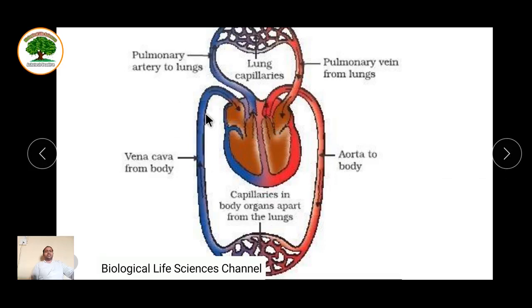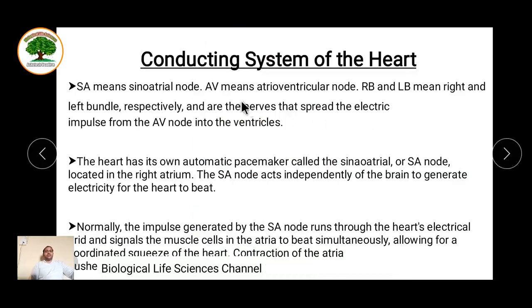This is the diagram of double circulation. You can see here, deoxygenated blood goes from the heart to the lungs, and then it is oxygenated here and comes back to the left atrium, and through the aorta it is distributed to the whole body, and from the whole body it again comes back to the right atrium. Likewise the cycle continues, and hence the circulation in the heart is called double circulation. Okay, so let's see the conduction of the heart.